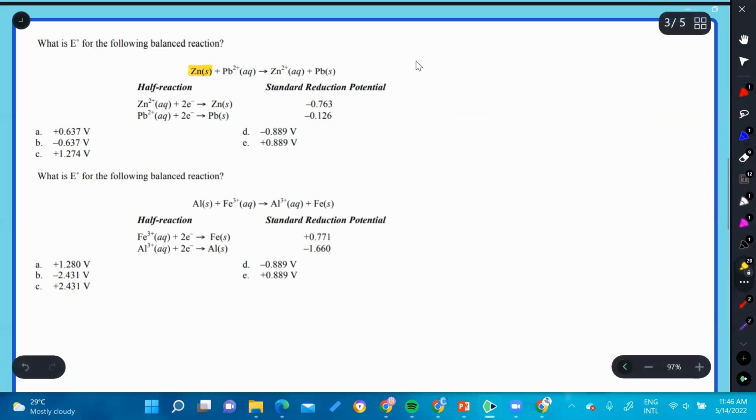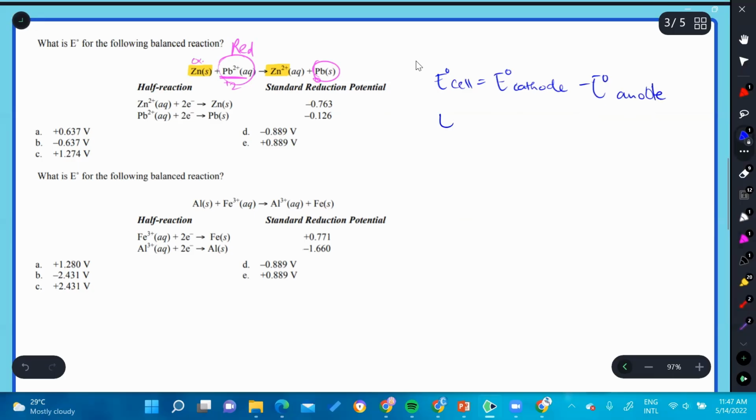So this is Zn solid, and it goes to Zn2 plus. So it's 0 to 2, so that's oxidized. Pb2 plus, so plus 2 to 0, that is reduced, right? So reduced, and this is oxidized. So that means, remember, the E naught of the cell is equal to the E naught of the cathode minus the E naught value of the anode.